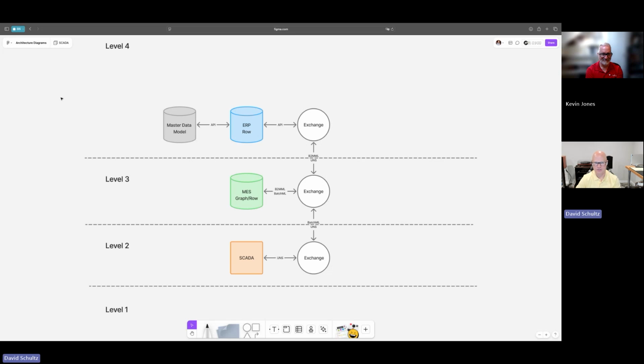So absolutely, there's a lot more to unpack within the exchange area there and how that information flows. All right, so let's dig into level 2.